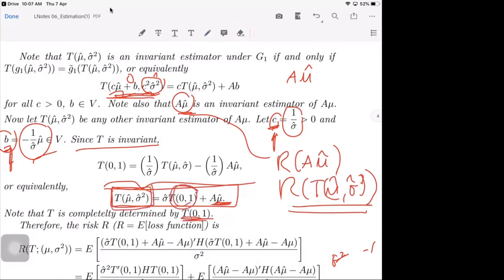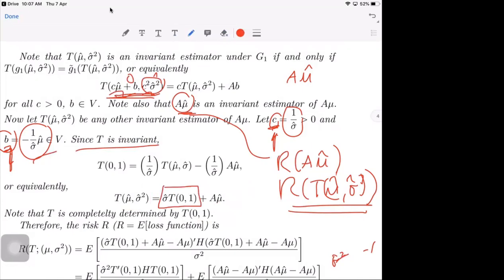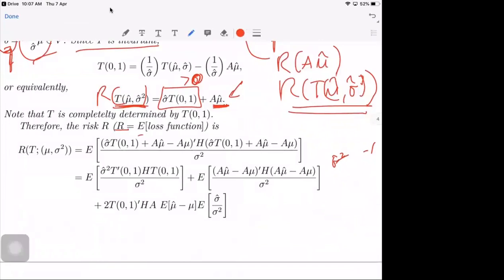So if we can show that the risk associated by this term here is greater than 0, bali, positive ang iyang risk. And then this competing invariant estimator, the risk associated with this is a function of 2, which is a value which is greater than 0, and the risk associated sa A mu. So, ibig sabihin, mas gamay ang risk associated sa A mu.